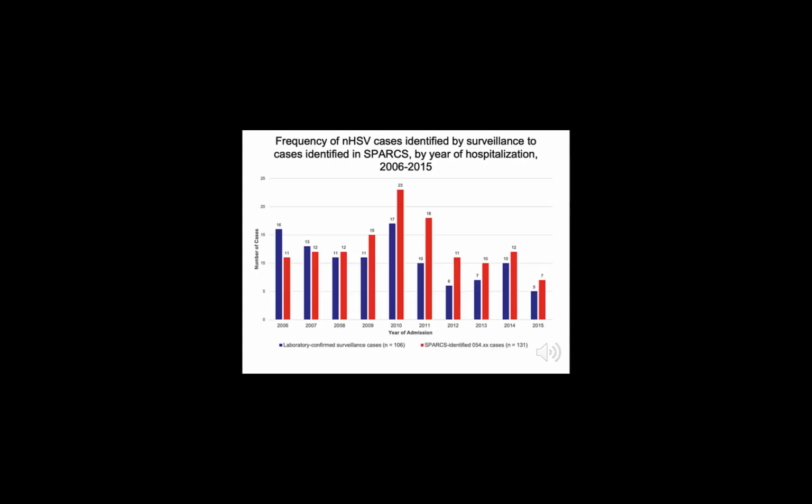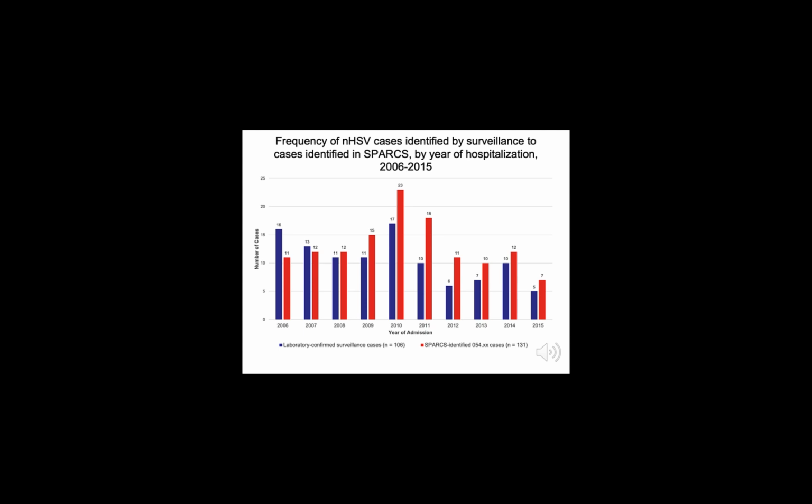So I mentioned that we were able to compare our population-based surveillance data to what we would measure in terms of disease burden if we used only administrative data. And this slide shows some of those findings, comparing data from 2006 to 2015, shown in blue, laboratory-confirmed cases that we identified through population-based surveillance, to those that we were able to identify in administrative data using ICD codes for herpes infection. And you can see that while the numbers are not exactly the same by year, they're very close. And the same trends in disease are evident.